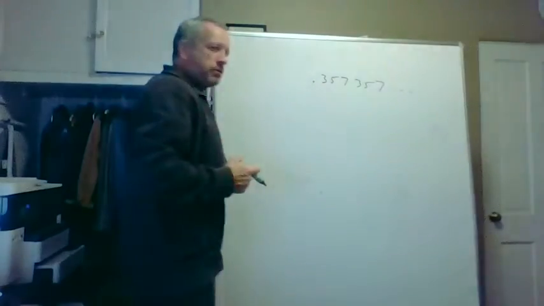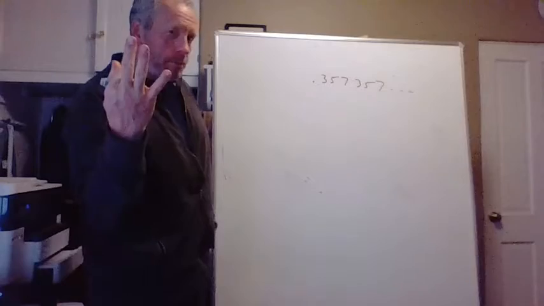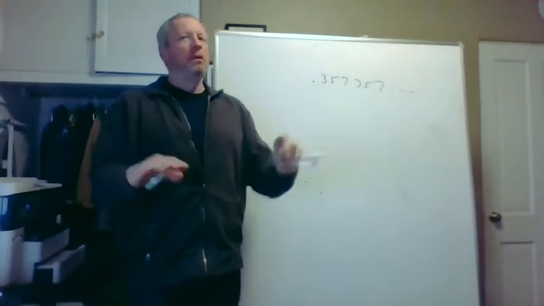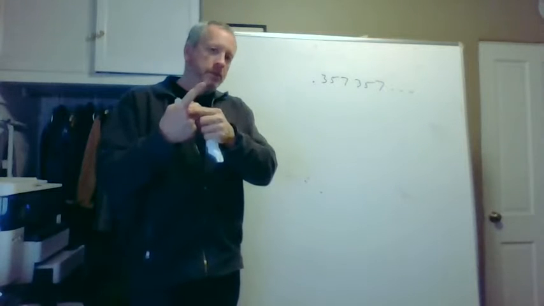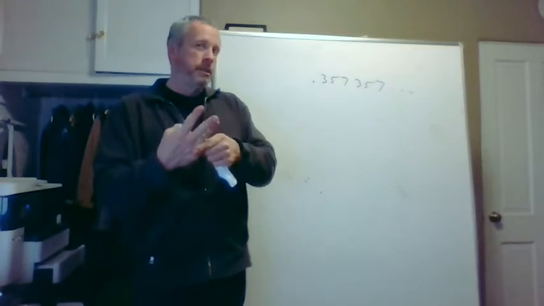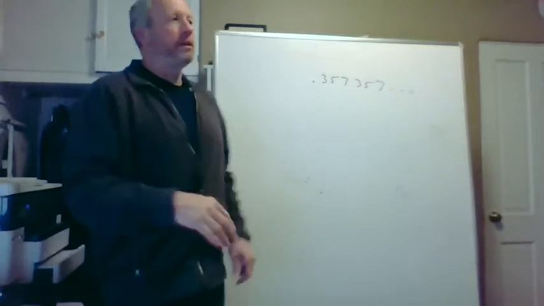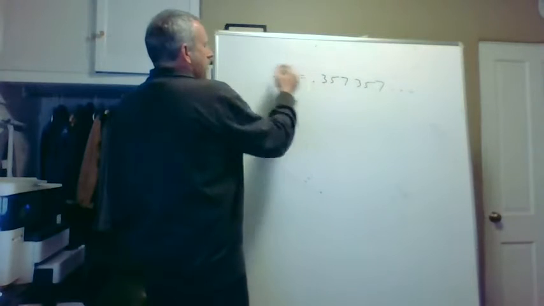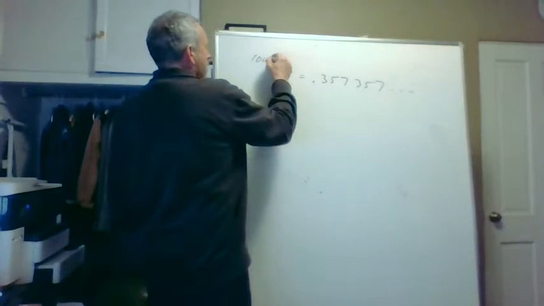However many digits repeat, here we have 3 digits that repeat, you're going to multiply by 10 raised to that power. What I mean is this: if 1 digit repeats, we're going to multiply both sides by 10. 2 digits, 100. 3 digits, 1,000. 4 digits, 10,000. So let's call this S for sum, and I'm going to multiply both sides by 1,000.